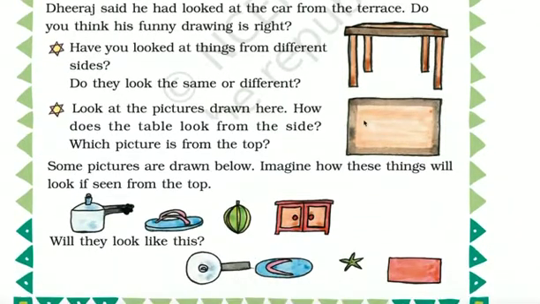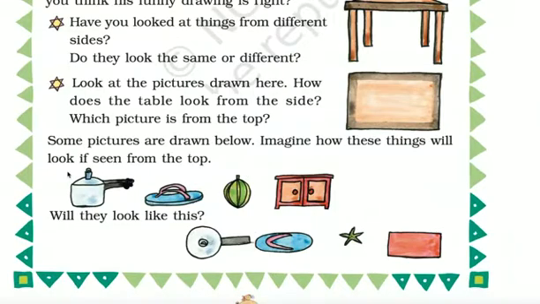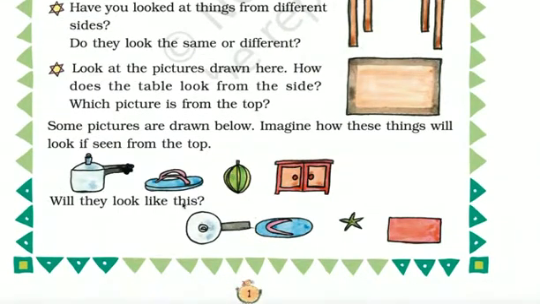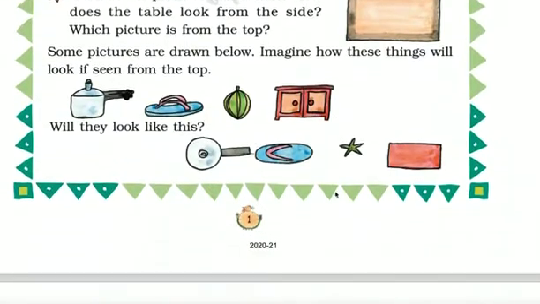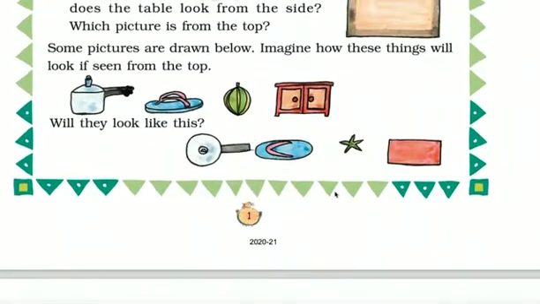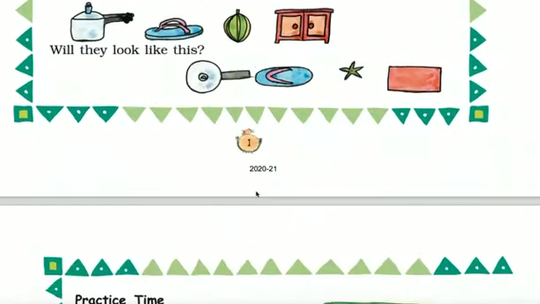Some pictures are drawn below. Imagine how these things will look if you see them from the top. Will they look like this? No, they don't look like this, right? This is how the cooker looks, and this is how the chappal looks, and this is how this vegetable looks, and this is how the table of this chart looks.